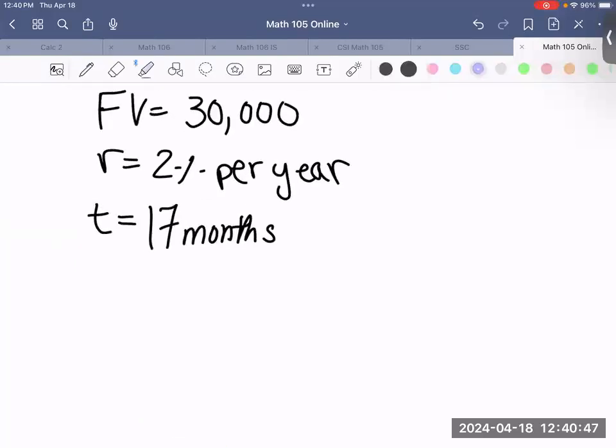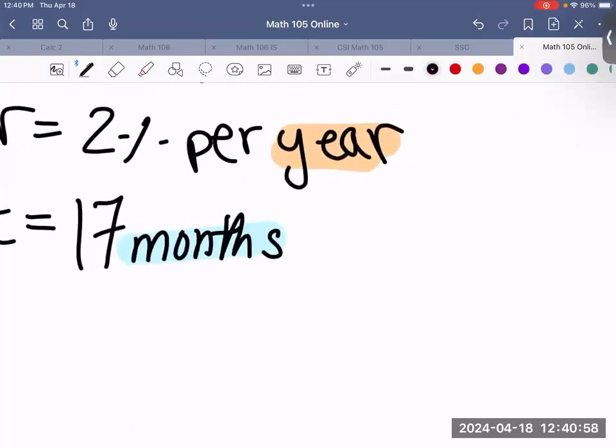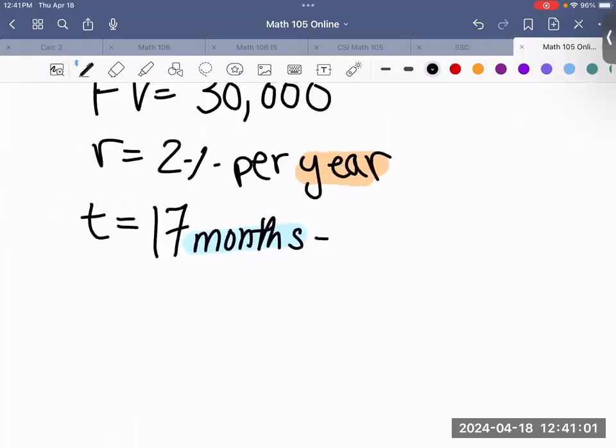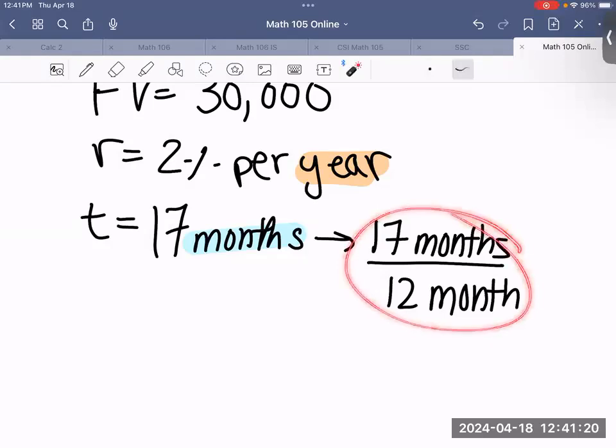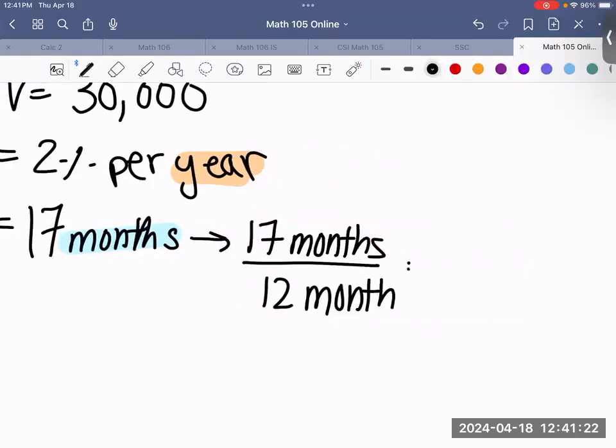Right? You've got months, something that we don't want. You've got years, they clash. So let's make it not clash. So we have 17 months divided by 12 months. Now you're going to come up with a number that's obviously greater than 1, which is okay. All that matters is that this now is in terms of months. Now you can leave it as a decimal or a reduced fraction.